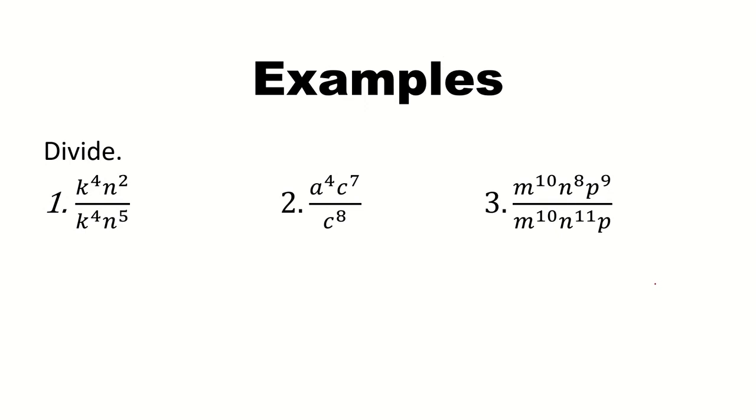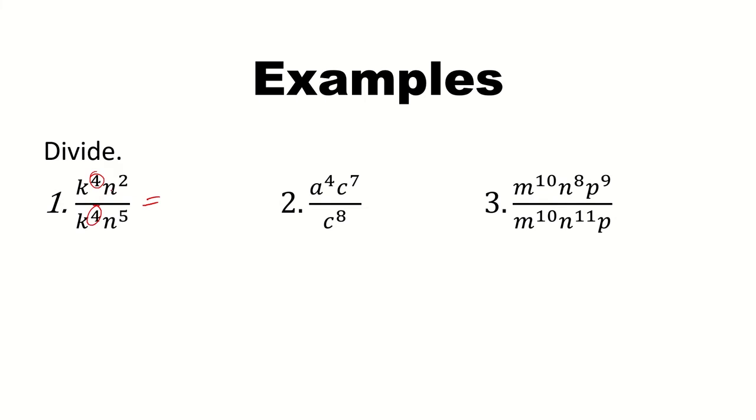Okay, let's try several examples. So here, divide k to the power 4 n squared over k to the power 4 n to the power 5. So notice that for k, they have the same exponents. So that's automatically 1. So you don't have to write 1 here.